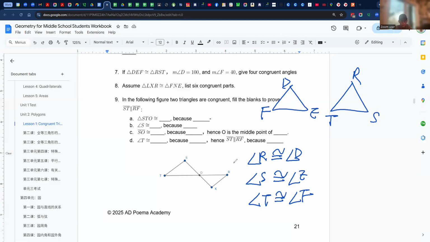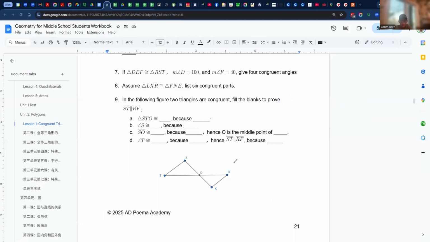Okay. Assume that triangle LXR is congruent to triangle FNE. List six congruent parts. Basically, three congruent angles and three congruent sides. You got LXR, and the other one is FNE.